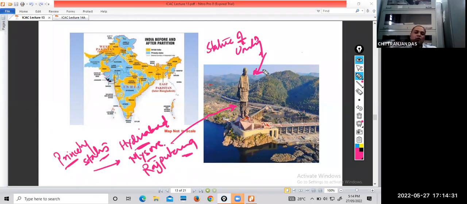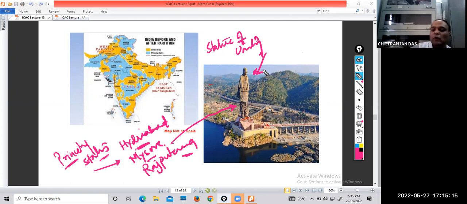Primarily Hyderabad, Junagadh, all these princely states. And it was Sardar Vallabhbhai Patel who, although by the use of force, compelled them to accede into India and united India into a country, the Union of States, which is now India. Therefore there is a huge contribution of Sardar Vallabhbhai Patel in uniting India.